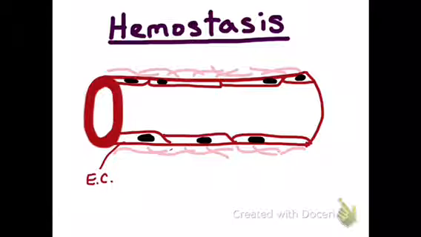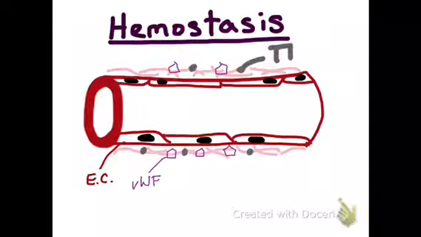So I'm going to draw von Willebrand factor as little pentagons within the subendothelial collagen, and I'm going to label that with a VWF, and that's the abbreviation for von Willebrand factor. There's also lots of tissue factor, and I'll draw those as little gray circles, and then abbreviate that TF for tissue factor.